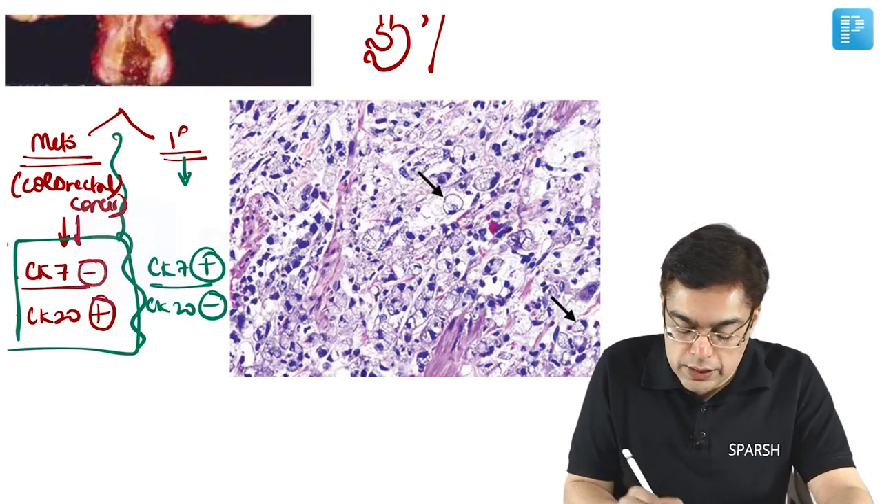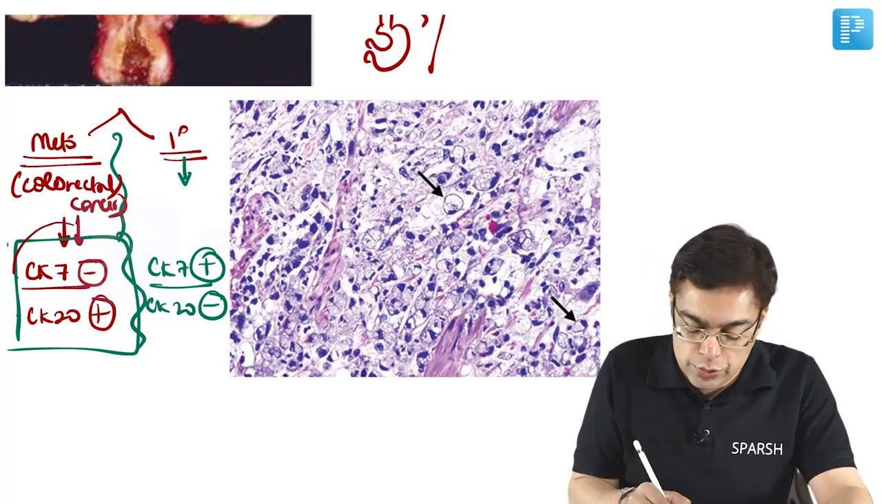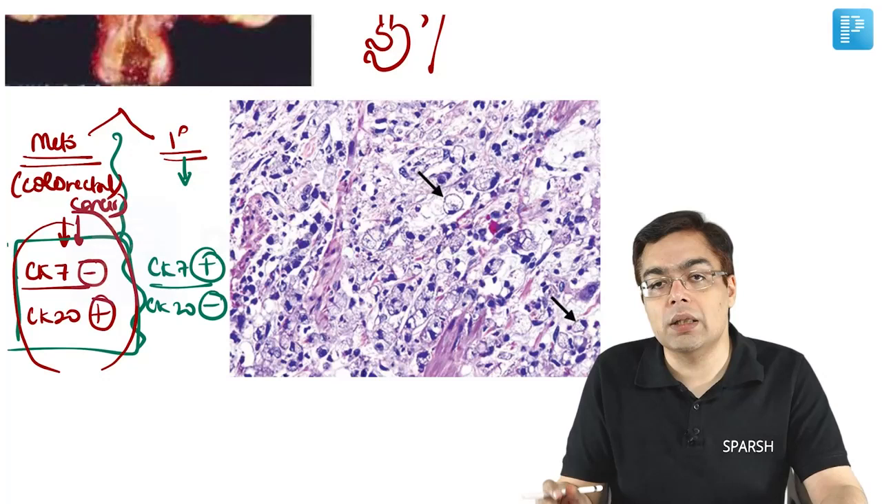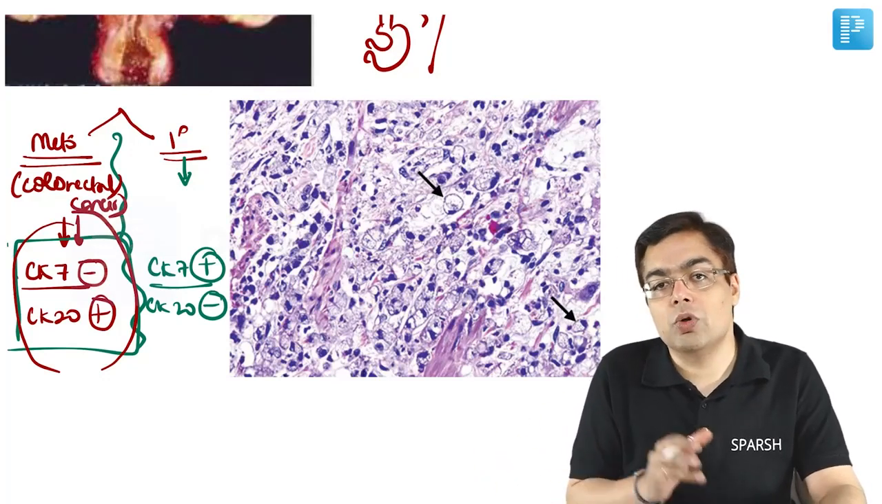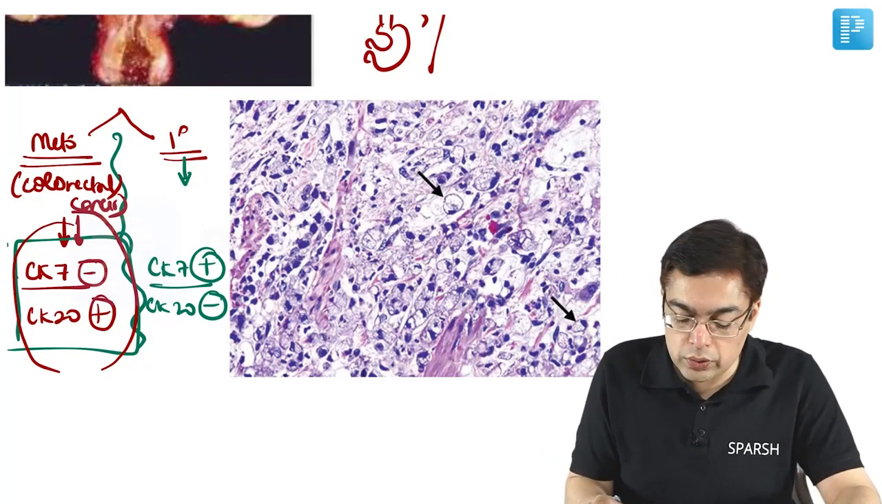For colorectal carcinomas, for most of them, we are going to be using this particular fact for differentiating between the primary tumor and which is going to be the metastatic tumor. So that is what we need to have an idea.